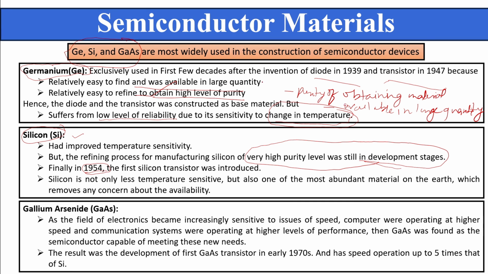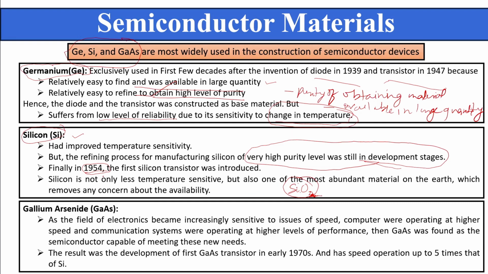So one important property of germanium was obtaining a high level of purity, and second, it was available in large quantity. Due to advancement in instrumentation, it became possible to obtain high purity silicon crystals, so in 1954 the first silicon transistor was introduced. Silicon is not only less temperature sensitive, but also one of the most abundant materials on earth, in the form of silicon dioxide. That removes any concerns about availability.